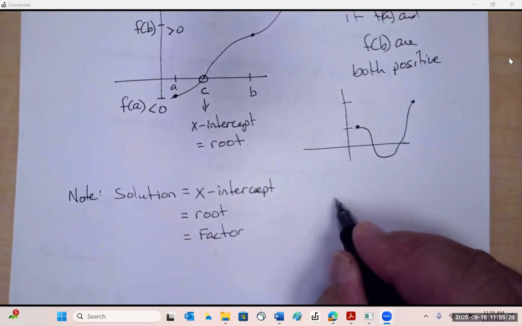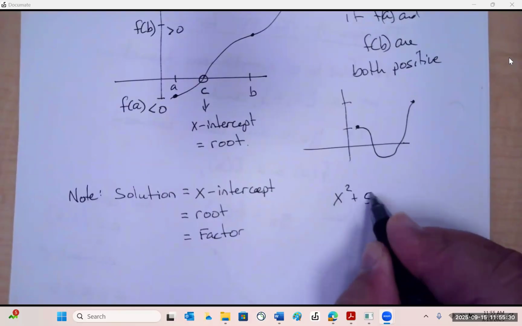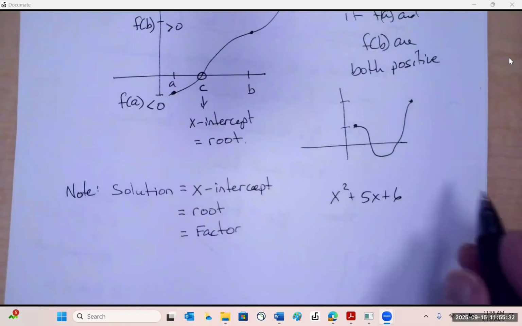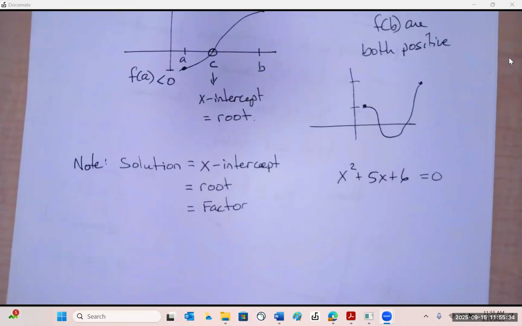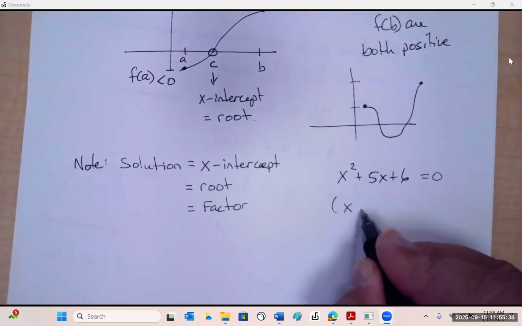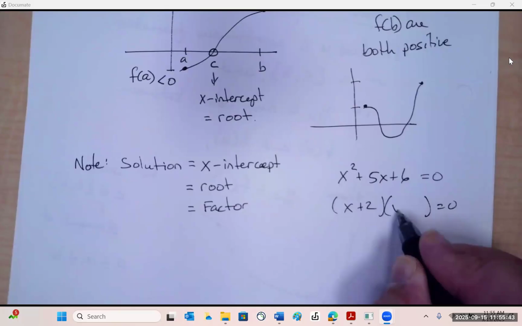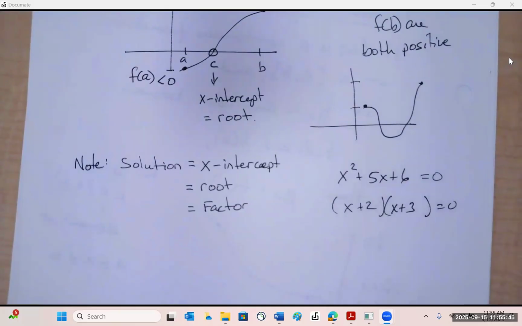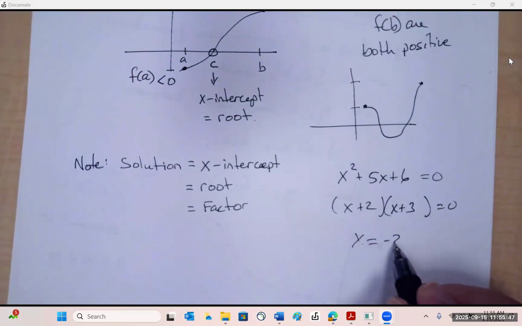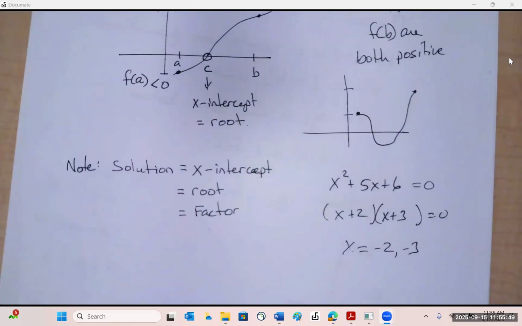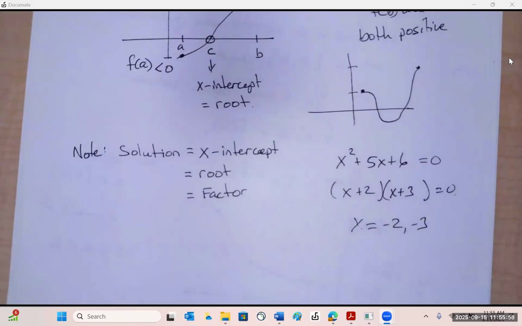All of those really mean the same thing. Because if you think about it, x squared plus 5x plus 6, if it equals 0, what are my factors? Well, I could factor it as x plus 2 times x plus 3, which means x equals -2 and -3, those are my factors. So it means the same thing. Those are also my x-intercepts because it equals 0. And that's just from algebra, so we know what we're looking at.